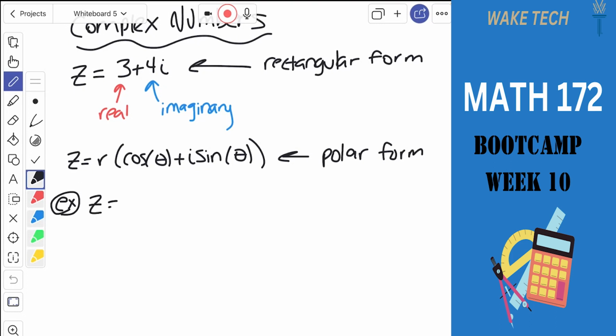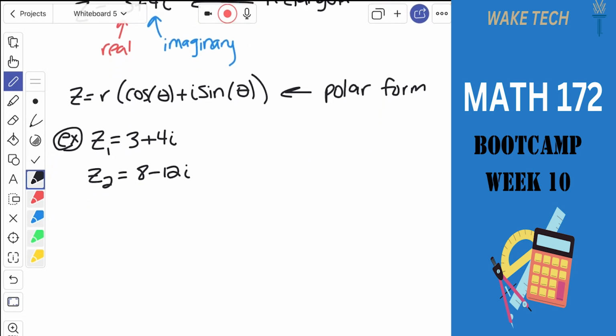So let's say we have a complex number 3 plus 4i, and we have another one, 8 minus 12i. We can add, subtract, multiply, and divide both of those numbers. If we want to add them, what we would do is add 3 plus 4i to 8 minus 12i.